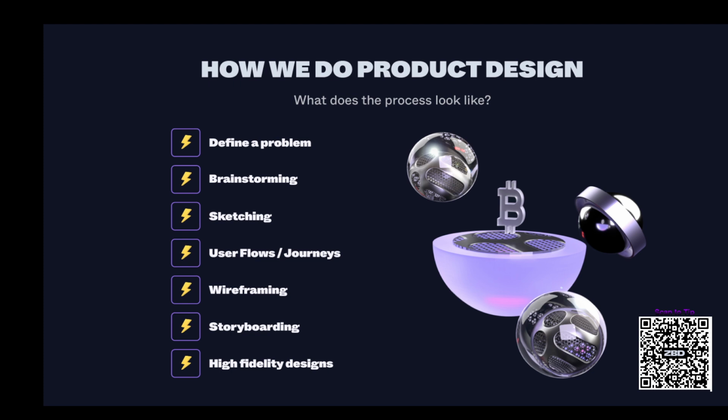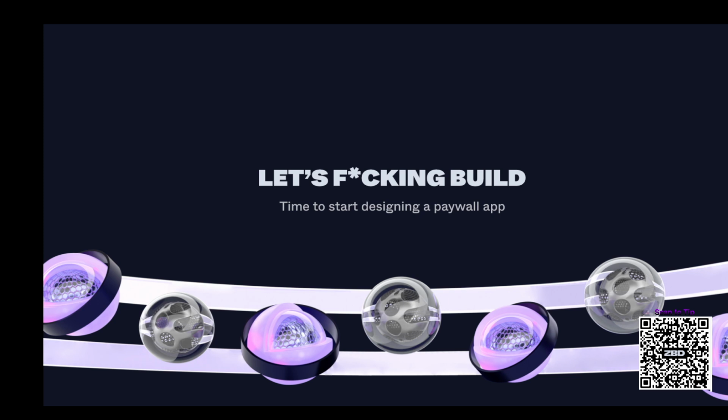And once we have all of the interfaces designed in a way that we want them to be built, we can then prepare a prototype and show the entire user journey as close to reality as possible. So that's a bit about the product design process and what it might look like. Now let's build a paywall application and see how this actually looks in action.